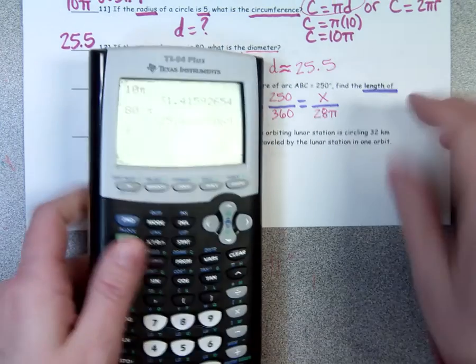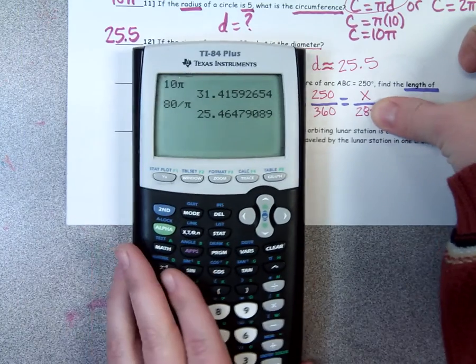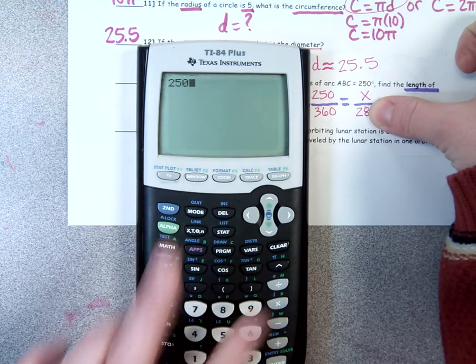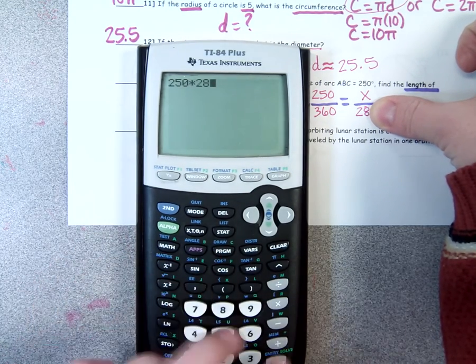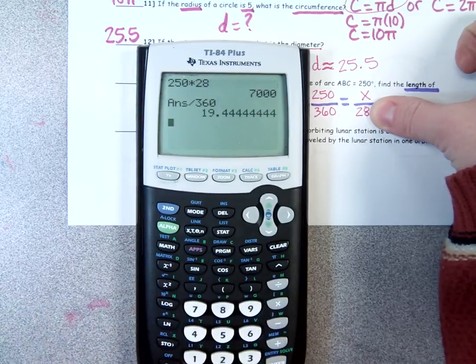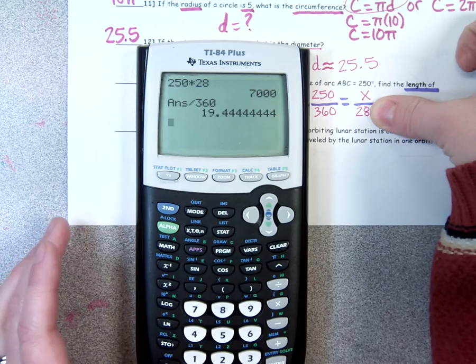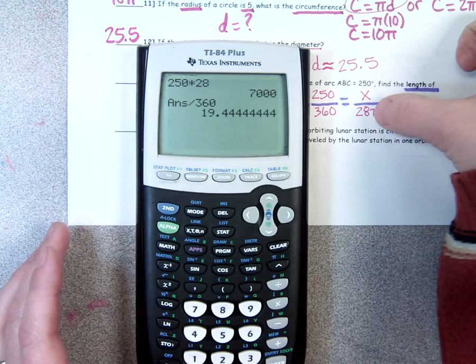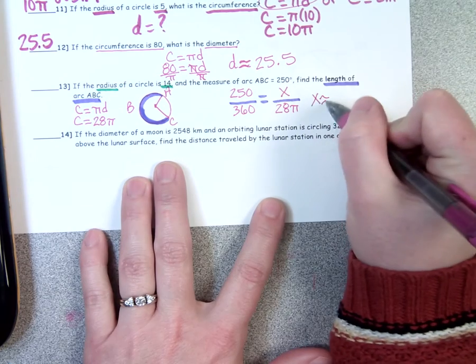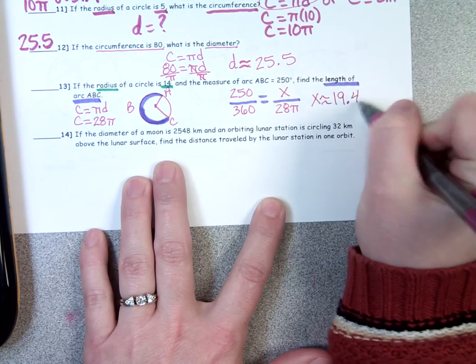Okay, so the way I do this is I ignore my pi and I cross multiply and divide. So I take 250 times 28 and then I'm going to divide by 360. And when I get that, I'm going to round that to about 19.4 and then I put the pi back on. So this is about 19.4 pi.